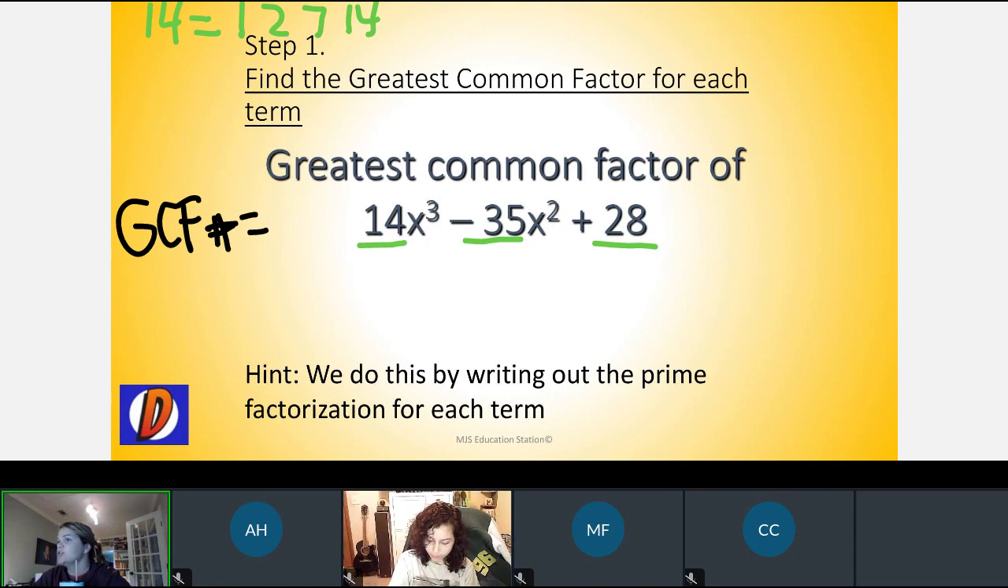So obviously 1 works. Does 2 work? 14 divided by 2, that works. But 35 divided by 2 does not work because that gives me 17.5. So 2 cannot work. What about 7? 14 divided by 7, that's good. 35 divided by 7 gives me 5. That's good. And then 28 divided by 7 gives me 4. There we go. So 7. Okay, but now let's just check 14 just to be sure. 14 divided by 14, that's good. 35 divided by 14 is not. So our GCF of the numbers is 7.